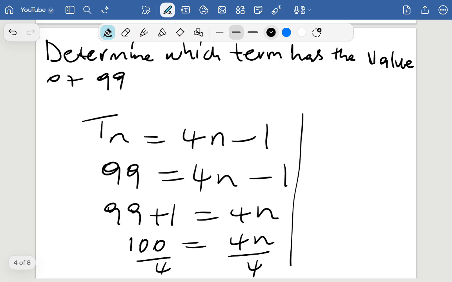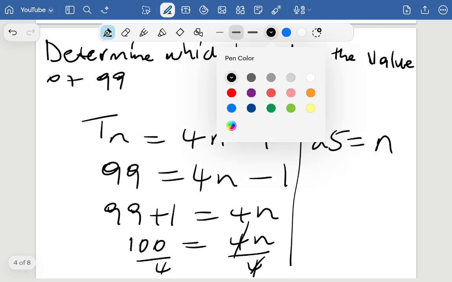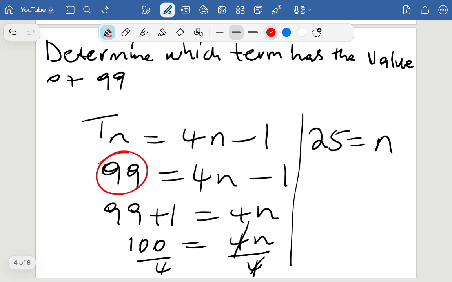So how many times does 4 go into 100? It goes 25 times. 4 will cancel 4, and then I remain with n. So in other words, at the 25th term, I've got the value of 99. That is how we do it. I've got this value at the 25th term. So that is how we do it, ladies and gentlemen.